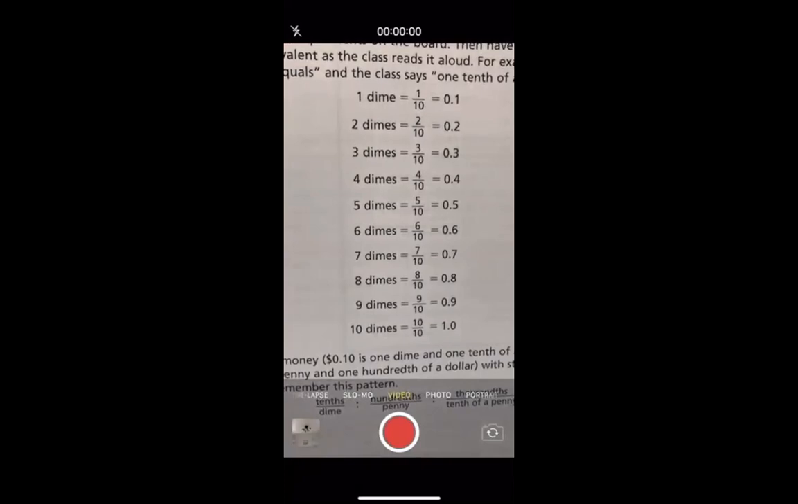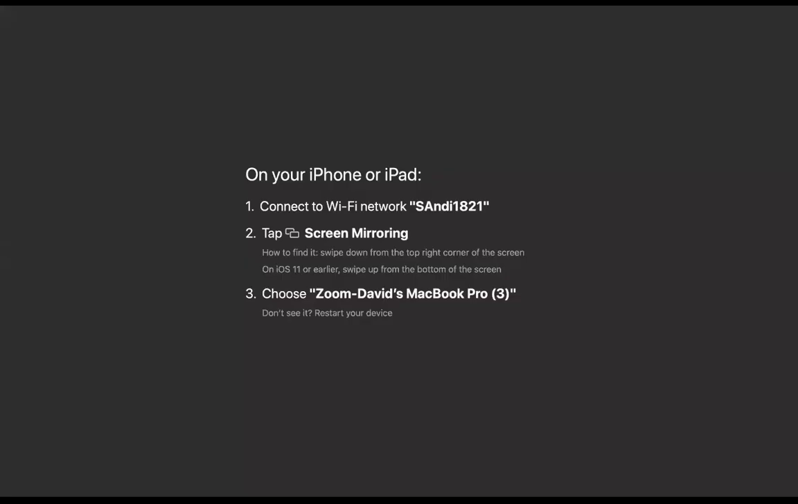Does anyone know what 0.2 is, though? What was that? Does anyone know what 0.2 is, too? 0.2 is? I mean, if you want to do it, yeah, you can do that.